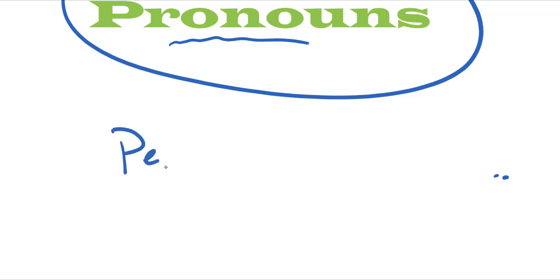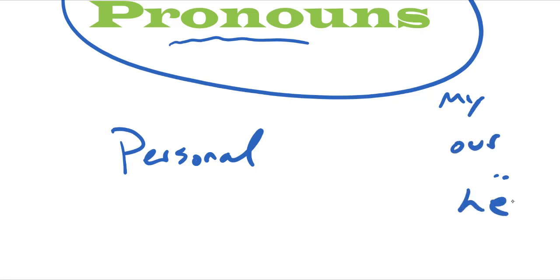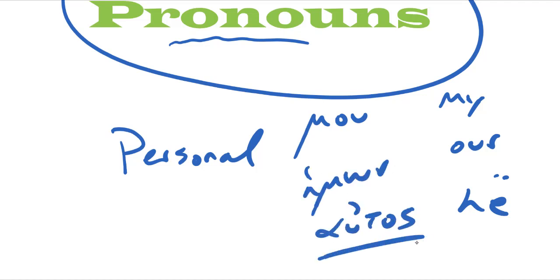You know personal pronouns, right? Which in English would be like my or our or he, right? And in Greek, we can have mu and hemon and autos, right? We know personal pronouns in Greek, he, our, my.